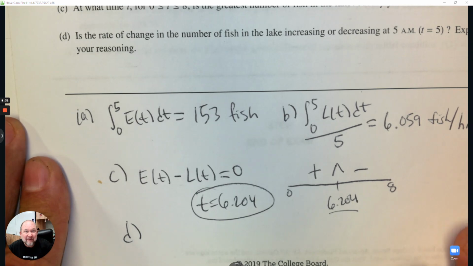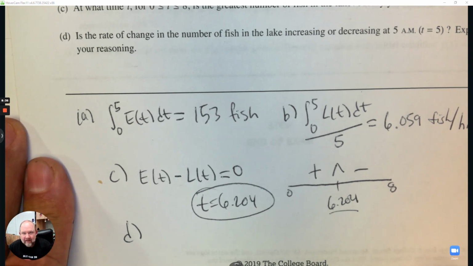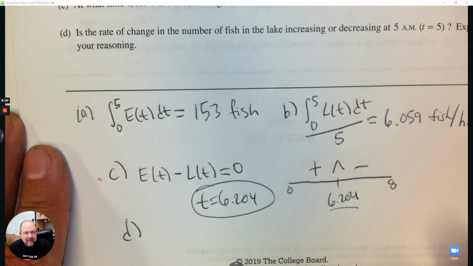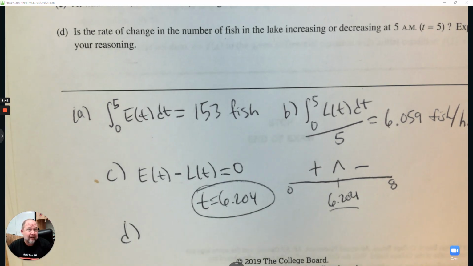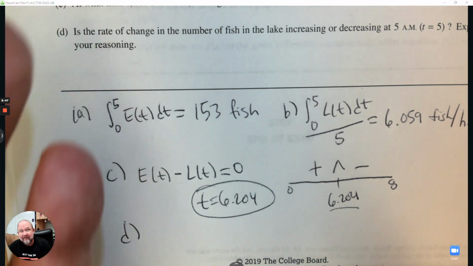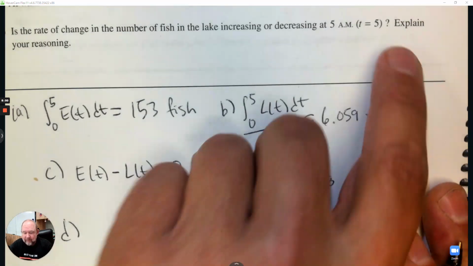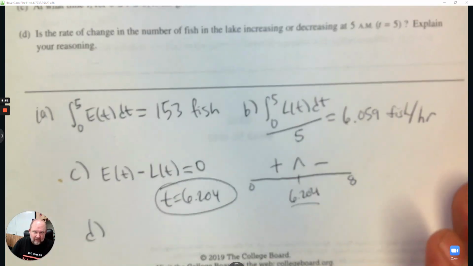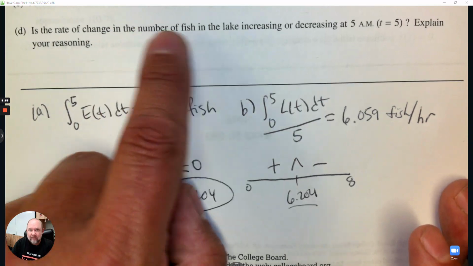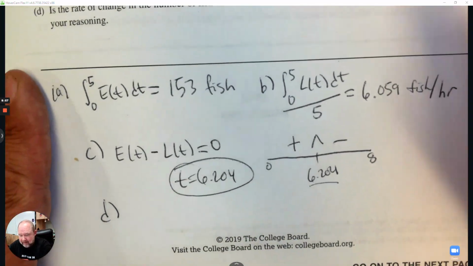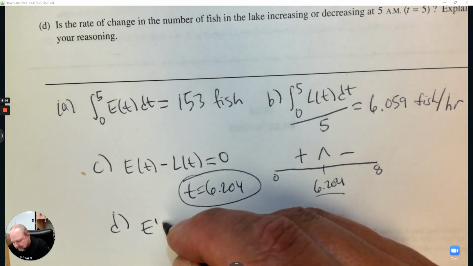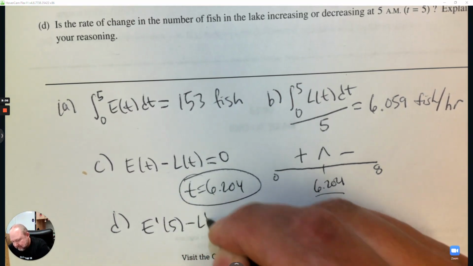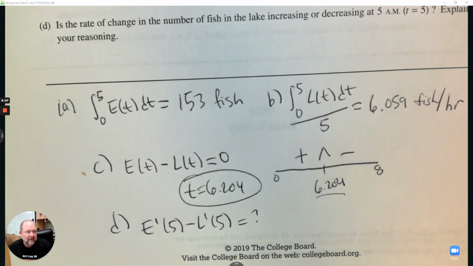I want you to try it first and press pause. Is the rate of change in the number of fish in the lake increasing or decreasing? So first, the word increasing or decreasing is a derivative question. The rate of change, is it increasing? So that means we take the rate and take the derivative, and then see when I plug in 5, is the answer positive or negative? So I have to take both, right? So it's not just one, I got to take both. So I got to take both and plug in 5 and then see what the answer is.